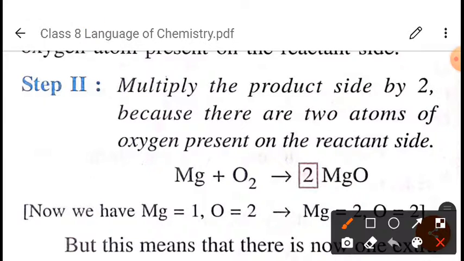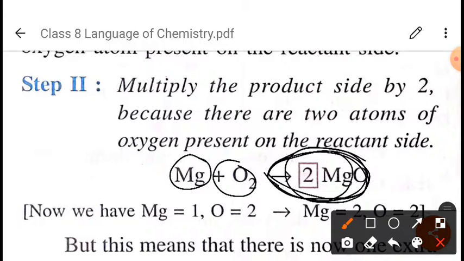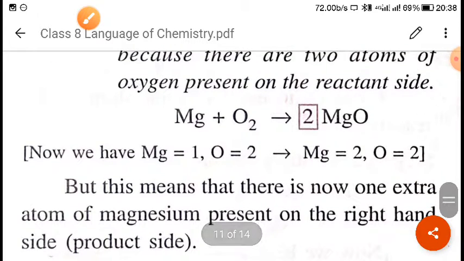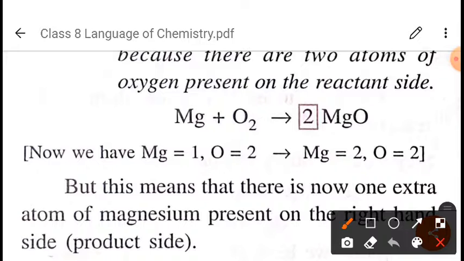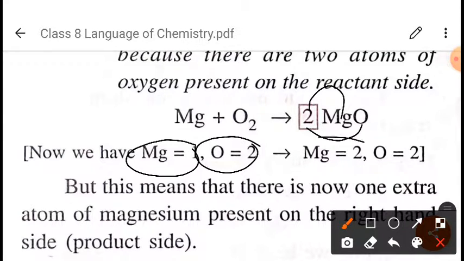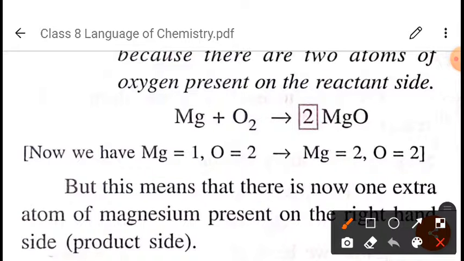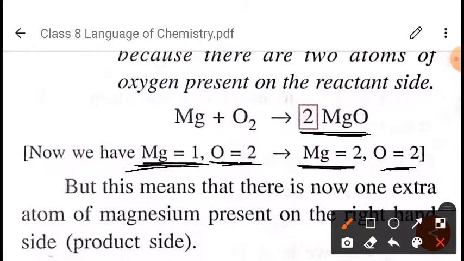So as you can see, we have multiplied the product side by 2. Now what will we get? In the reactant side magnesium will be 1, oxygen will be 2, and in the product side this 2 is for this also and for this also. So here magnesium will become 2 and oxygen will also become 2. Now again there is a problem: in the reactant side there is only one magnesium, but when you multiplied the product with 2, in the product side you got 2 magnesium. Oxygen is the same, but the magnesium is not the same.